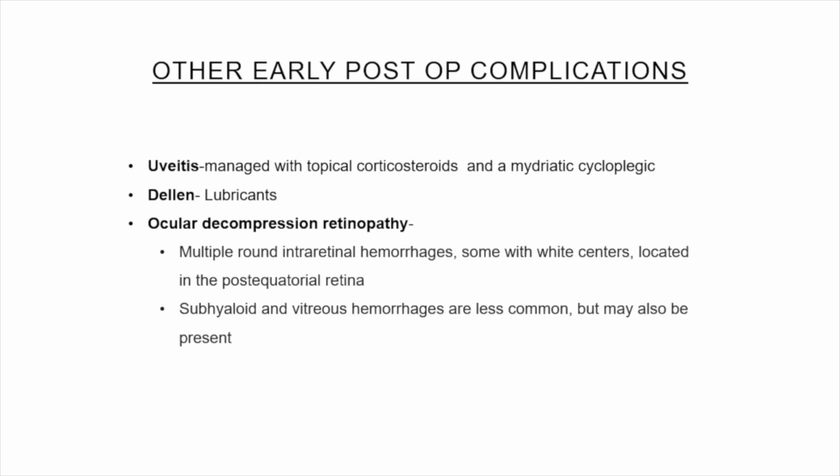The other early post-op complications may be uveitis, which can be managed with topical corticosteroids and a mydriatic cycloplegic. The formation of a Dellen, which is usually treated with lubricants, and ocular decompensation retinopathy. Ocular decompensation retinopathy is a term that is used to describe the eyes of the patients who develop intraretinal hemorrhages immediately after trabeculectomies, especially with high preoperative IOP, with a sudden decompensation and an alteration in the configuration of the lamina cribrosa, which may lead to retinal vein obstruction and cause this complication. This is more common in children.